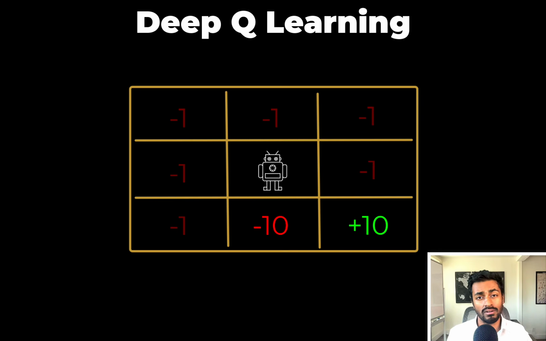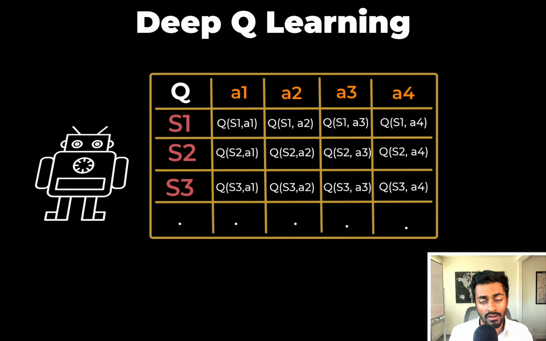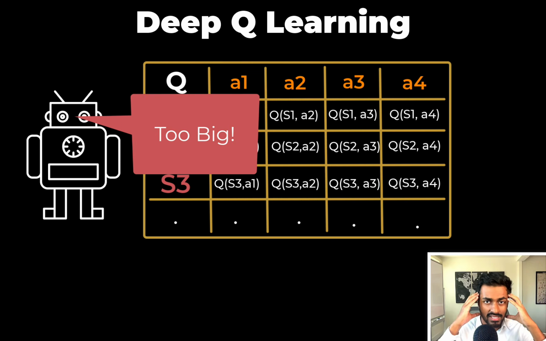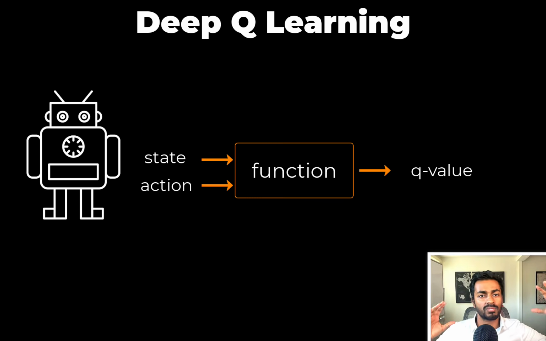Now, this is a simple world of just 9 grid squares where there's a finite number of states. But what if there were a lot of states? Well, that would mean that this Q table becomes really big. Too big to fit in Frank's tiny little head. It would literally run out of memory. So instead of having this table as a conscience, it's probably better to just have a function as Frank's conscience. And this function would just take in a state and an action, and it would output some value that emphasizes how good that action was taken for the state. This value is known as a Q value, by the way.